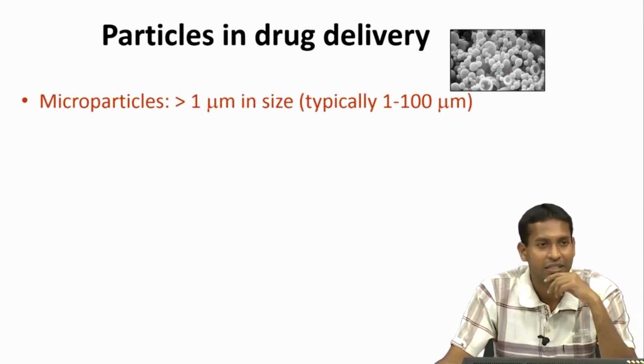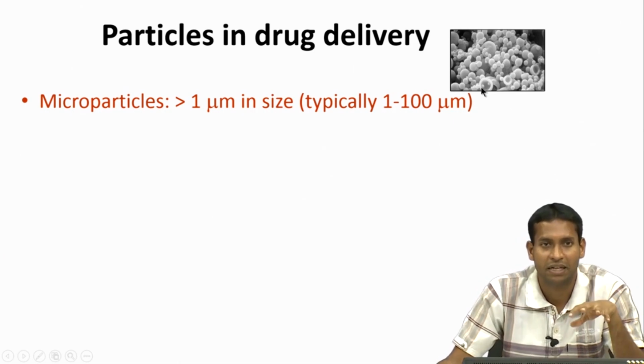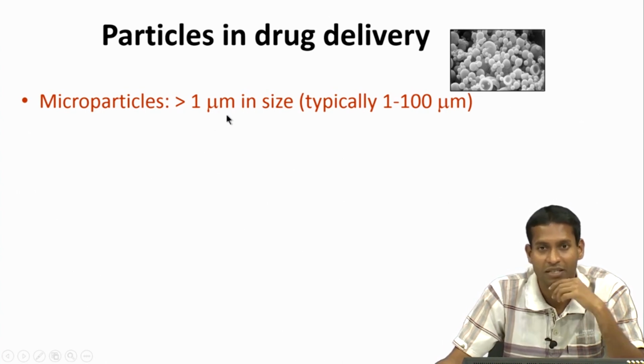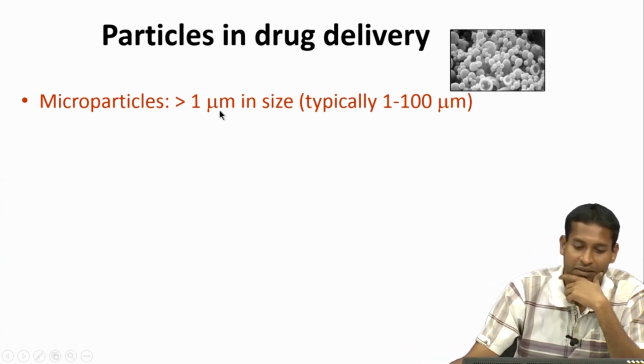And so let us define a few things. Microparticles are typically defined in the literature as having a size greater than 1 micron in any of the dimensions. They can be spherical, they can be some other shape as well. But if the particle size is greater than 1 micron, typically between 1 to 100, that is typically defined as a microparticle.